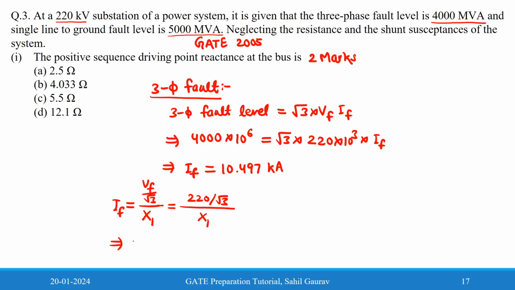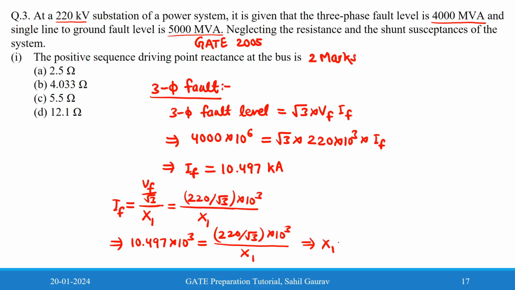Since IF is given as 10.497 kilo ampere, 10 to the power 3, so 220 divided by root 3, and it is also in kilovolt. On simplification you will get x1 as 12.1 ohm. So the x1 value is coming as 12.1 ohm.